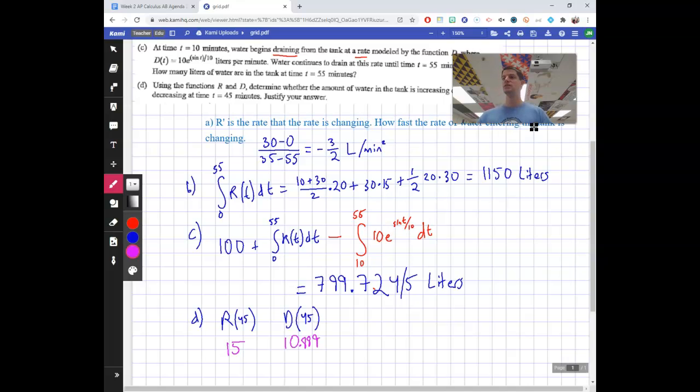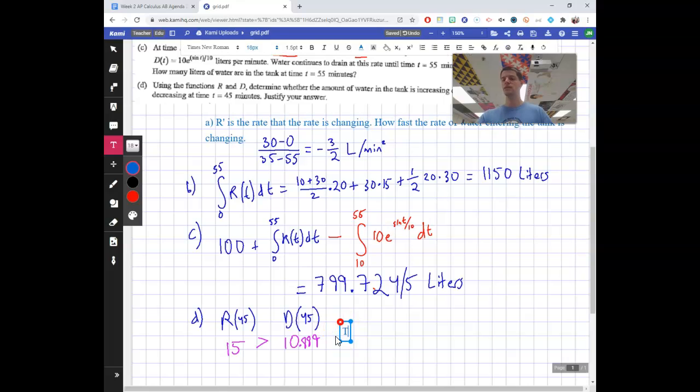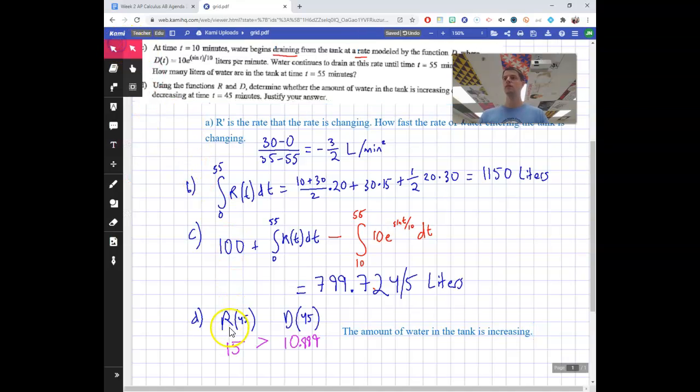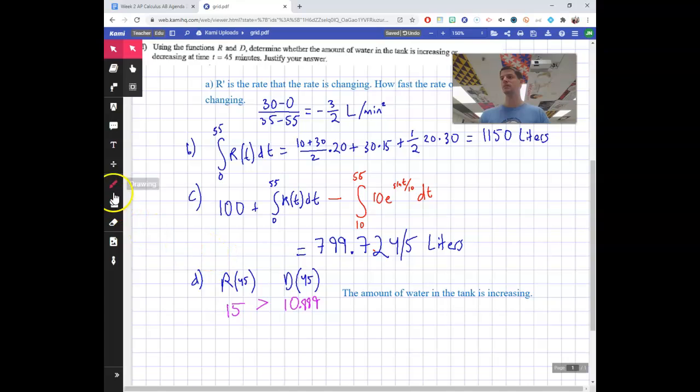10.889, and since R of 45 is greater, we say that what? The amount of water in the tank is increasing because the rate that it's entering is greater than the rate that it's leaving. So we can even write something like this. This helps. There we go.